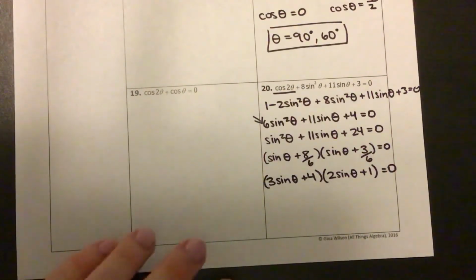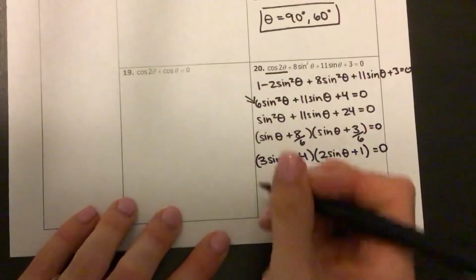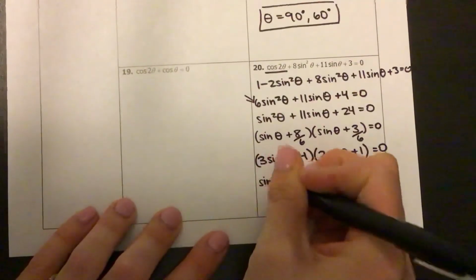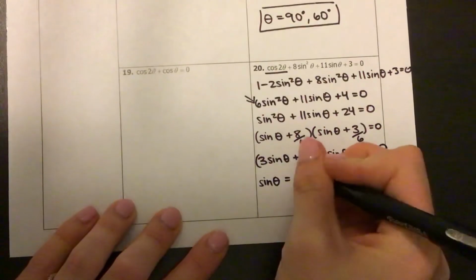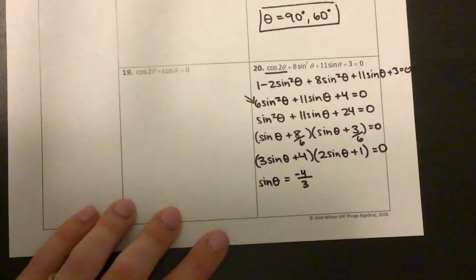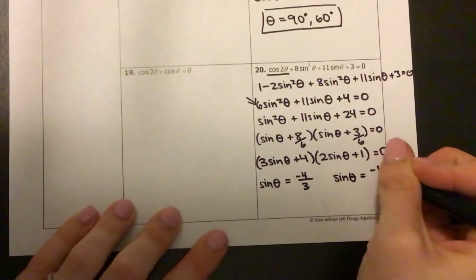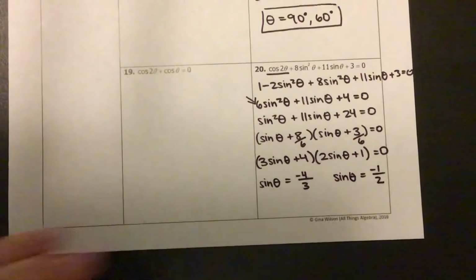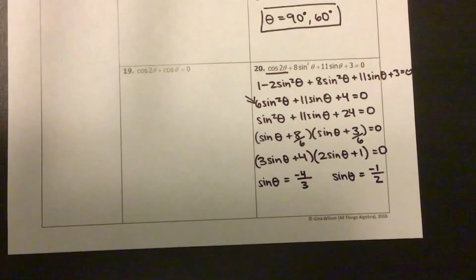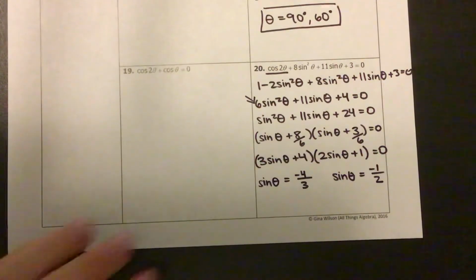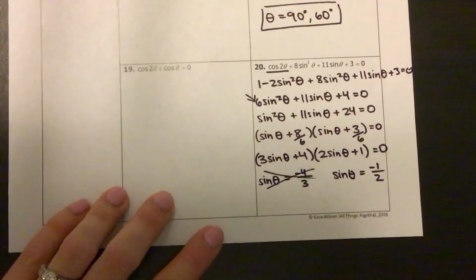Okay, so now solve these. Set them equal to 0 and solve. So this one, to get sine by itself, I would subtract 4 and then divide by 3. For this one, I would subtract 1 and then divide by 2. This, negative 4/3, that is too small. The lowest I go is negative 1, and this is outside of that scope. So that's not going to give us anything.